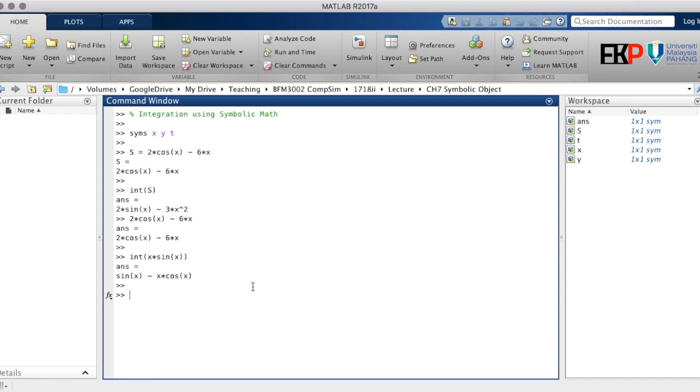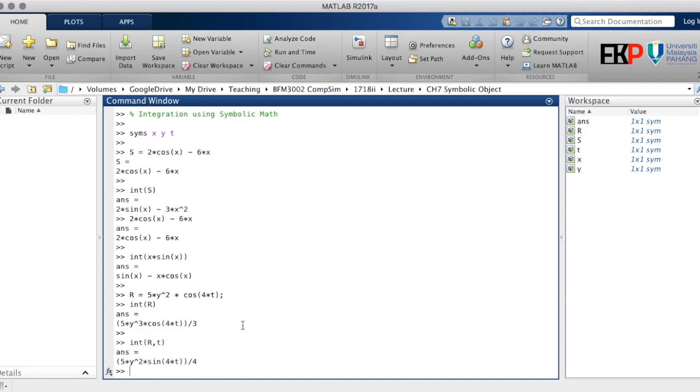We can also, if there is more than one variable, let's say we have an expression r equals 5 times y to the power of 2 times cos of 4 times t. If we do int of r, we will get the integration of this term with respect to y. If we would like to integrate with respect to t, we simply type in int of r comma t.